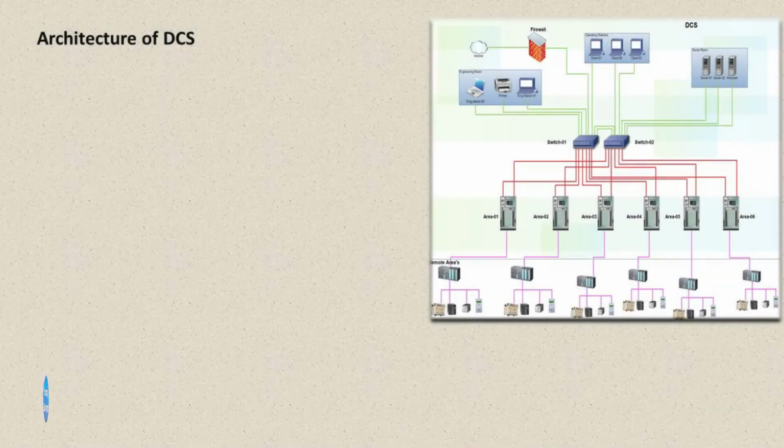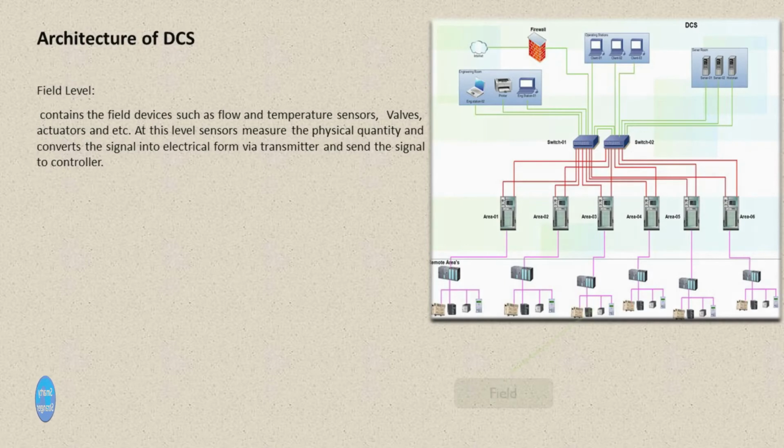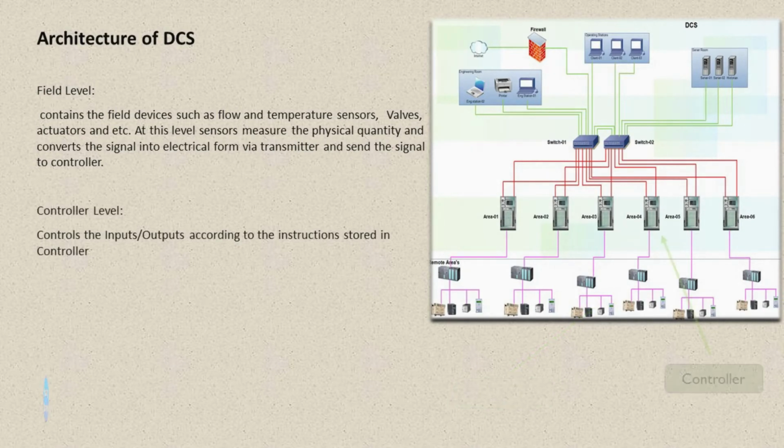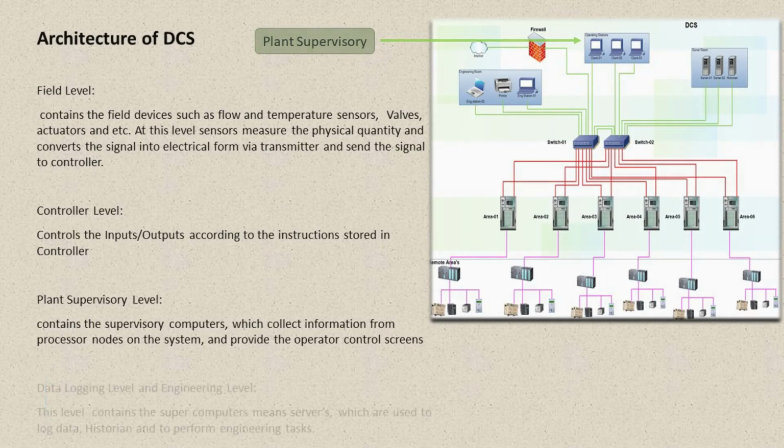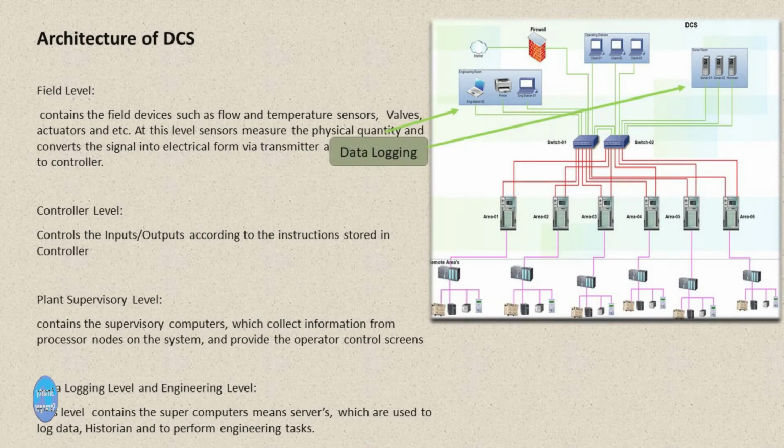We can divide the architecture of DCS in multi-levels. Field level contains the field devices such as flow and temperature sensors, valves, actuators, etc. At this level sensors measure the physical quantity and convert the signal into electrical form via transmitter and send the signal to the controller. Controller level controls the inputs/outputs according to the instructions stored in the controller. Plant supervisory level contains the supervisory computers, which collect information from processor nodes on the system, and provide the operator control screens. Data logging level and engineering level contain the servers, which are used to log data, historian, and to perform engineering tasks.